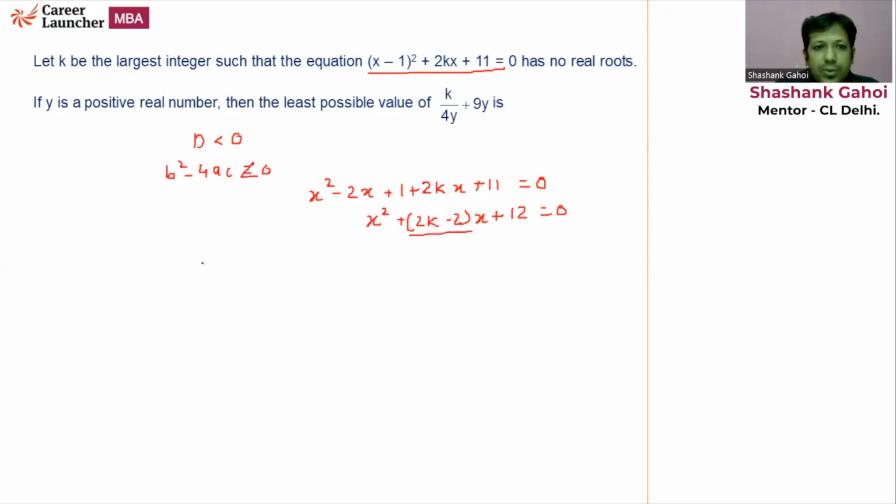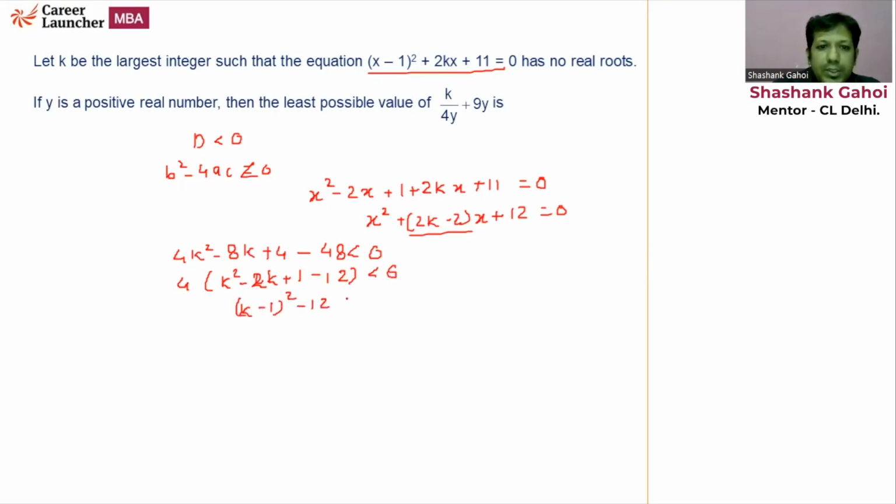So b square means this square, that is 4k square minus 8k plus 4, minus 48, and that is less than 0. Okay. Now I can take 4 common. So I'm going to get k square minus 2k plus 1 minus 12, which should be less than 0. Okay. So I can say it is k minus 1 whole square minus 12 should be less than 0.